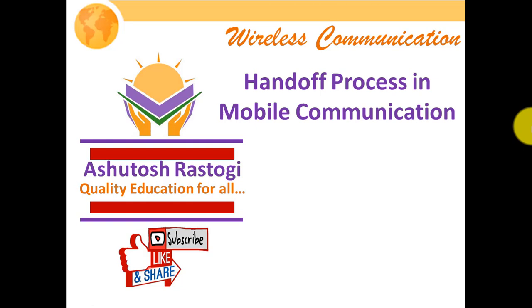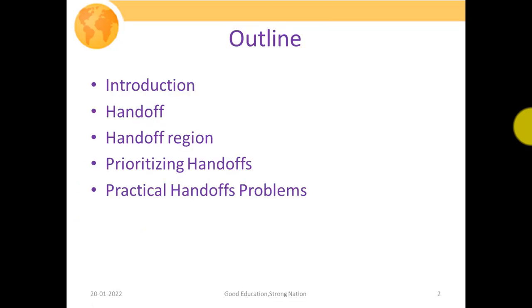Anyways, today in this particular lecture, we are going to discuss the handoff process in mobile communication systems. So these are the outlines. We're going to start with the introduction, where we will describe what we studied in our last lecture. Then we will define the handoff process, what it is. Then we will discuss the handoff region, that is, at which particular location your handoff will take place. Then we will discuss how we prioritize our handoff, since it is the measure of your quality of service. Finally, we will conclude by discussing some of the practical handoff problems.